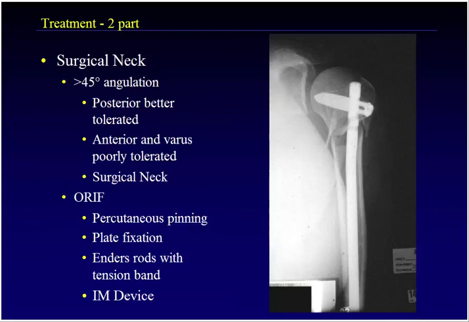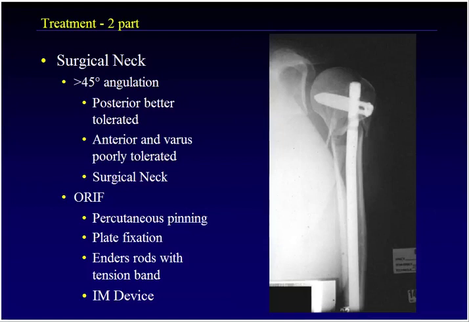Again, the 2-part surgical neck fracture is the most common proximal humerus fracture that we see. If you have greater than 45 degrees of angulation, then you can consider operative treatment rather than closed treatment. Posterior angulation is better tolerated than anterior angulation. If you have anterior and particularly varus angulation of the fracture, that's generally poorly tolerated and may be an indication for surgery. Surgical treatment can consist of percutaneous pinning.